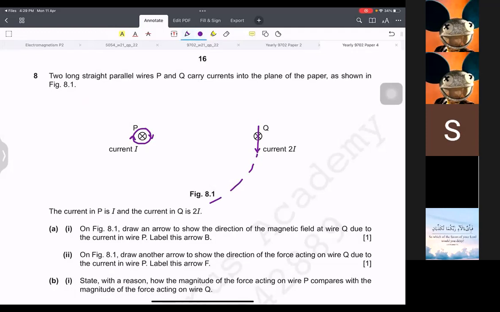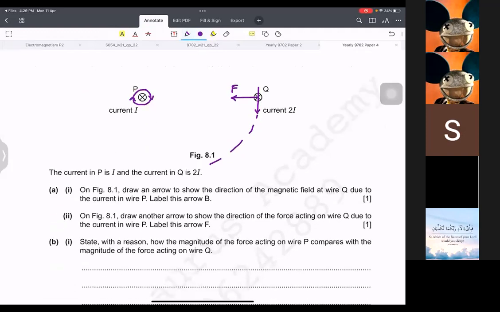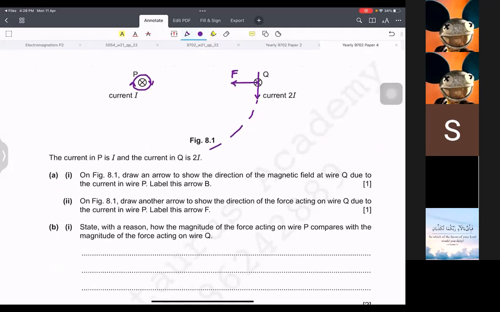Now it says draw another arrow to show the direction of force acting on Q. So it should be here, perpendicular. Why? Because when two wires carry similar current, they attract. State with the reason how the magnitude of force of Q acting on P compares with the magnitude of this. That's pretty simple. So the magnitude will be the same.